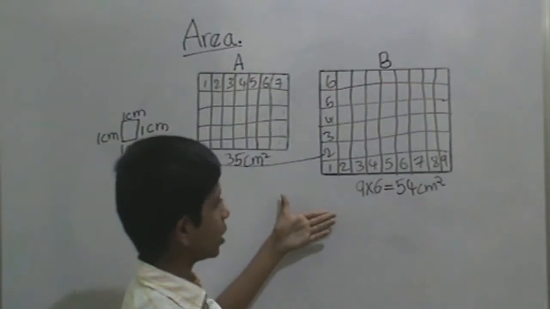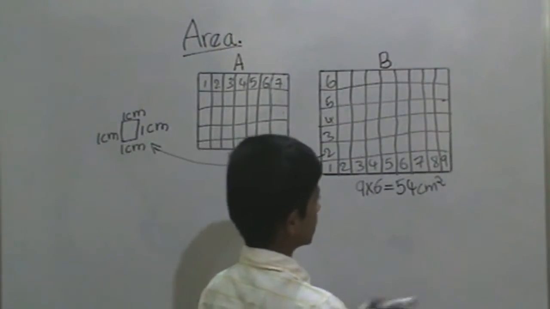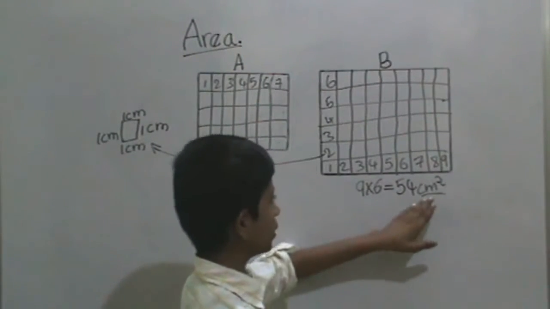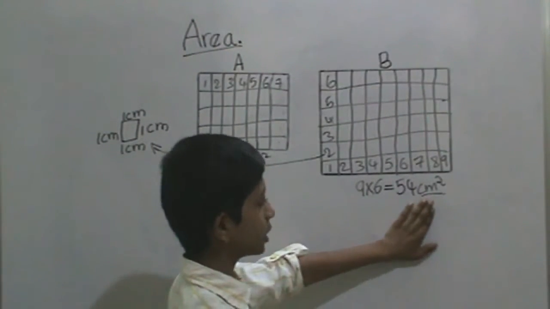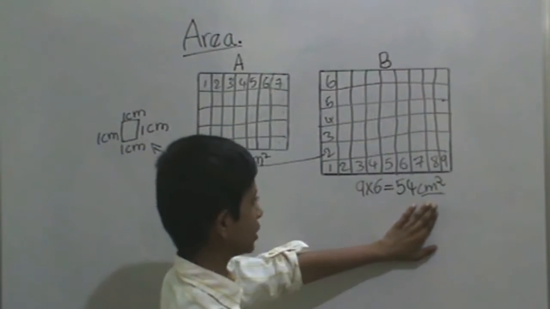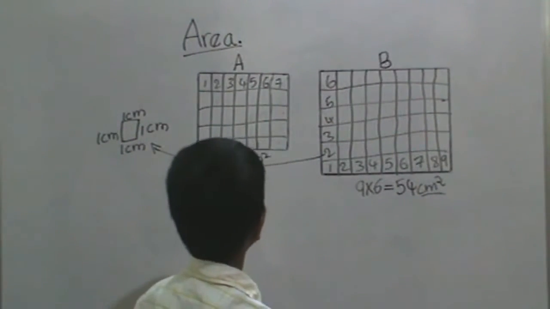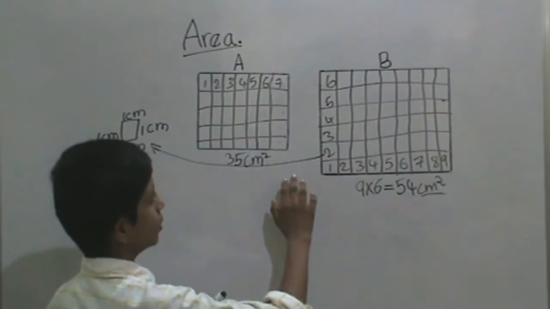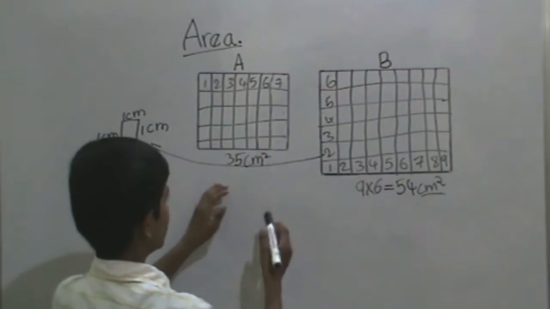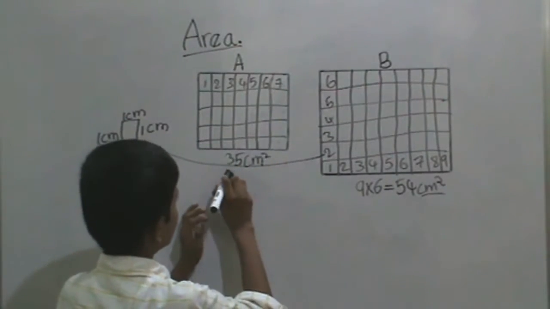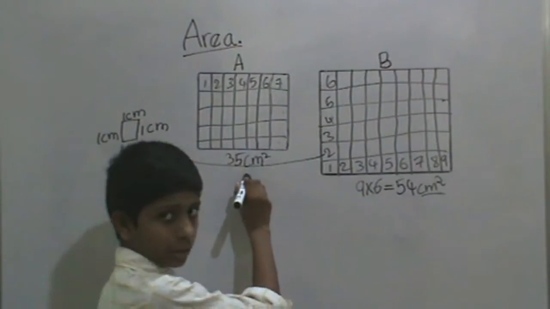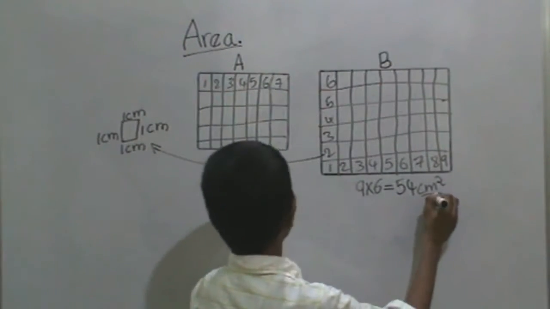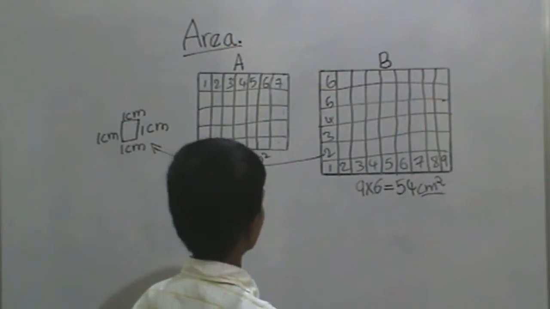When you say area of any shape, you should mention the units squared here. Okay? Units can be measured in centimeters, meters, kilometers, yards, feet, etc. Now, for these two rectangles, we have the area. For rectangle A, the area is 35 centimeters squared, and for rectangle B, the area is 54 centimeters squared.